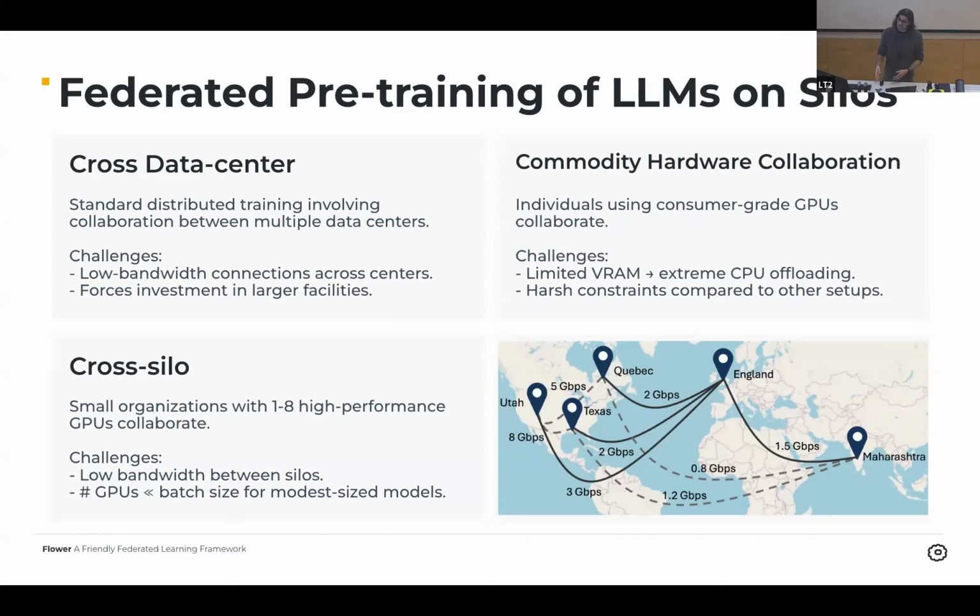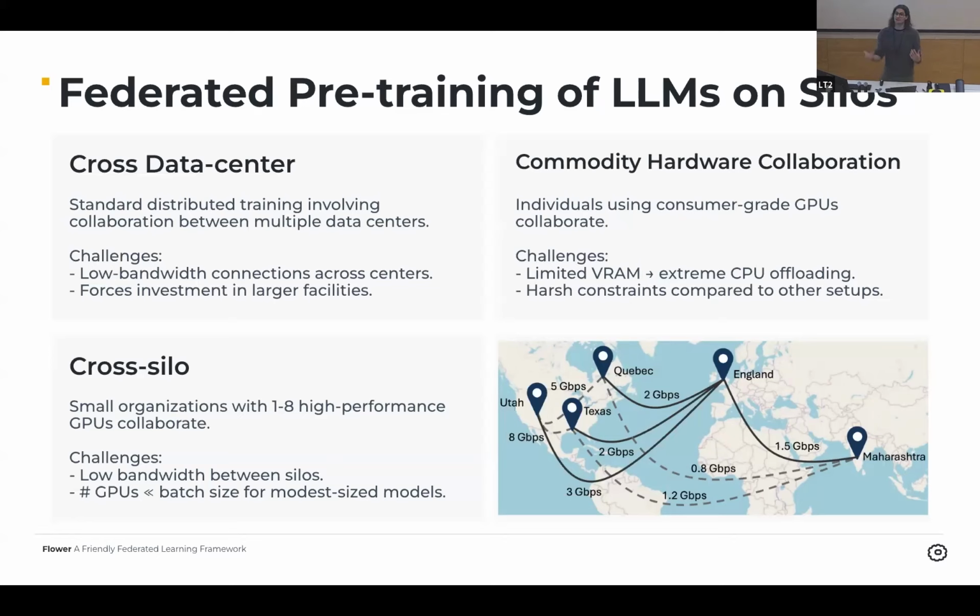Of course, we will need federated learning for this scenario because the cross data center bandwidth is very, very limited, and we can't afford to use the standard distributed algorithm. Another very interesting setting is that related to commodity hardware. Maybe some in the audience has some GPUs at home. I don't know. I don't have any actually. I'm poor. Yeah.